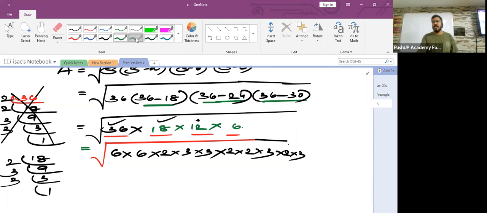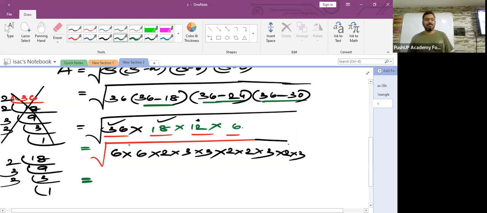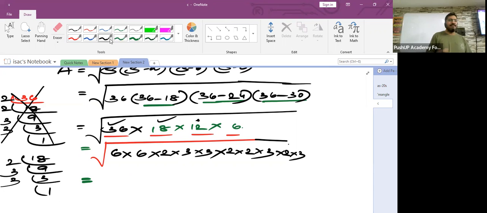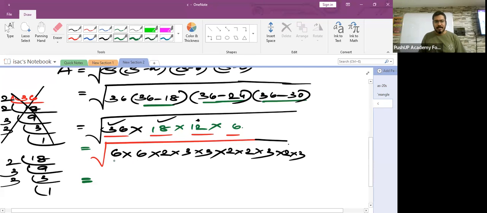Now, how will you find the square root? Sonia, you followed the same method? Fine. Now, children, what we have to do? We have to eliminate the square root sign. And how is elimination of the square root sign possible? Just by taking the pair of equal numbers. Isn't it? The pair of equal numbers. So the first pair is 6 and 6.